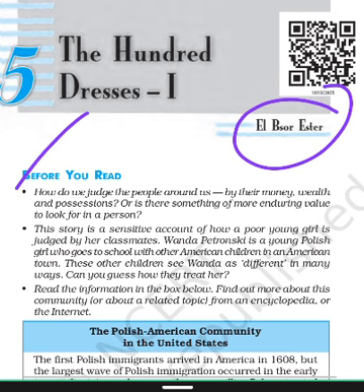That is the question. This story is a sensitive account of how a poor young girl is judged by her classmates. Wanda Petronski is a young Polish girl who goes to school with other American children in an American town. These other children see Wanda as different in many ways. Can you guess how they treat her? Now there is an important character. Her name is Wanda Petronski, and she is a young Polish girl.